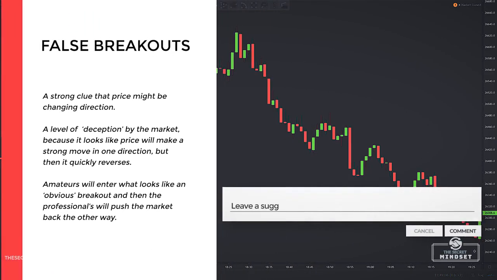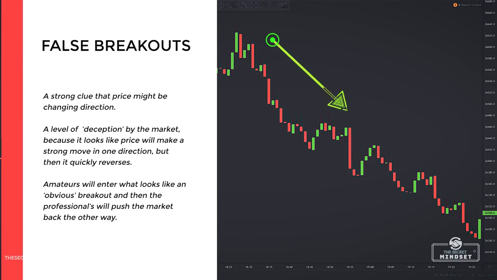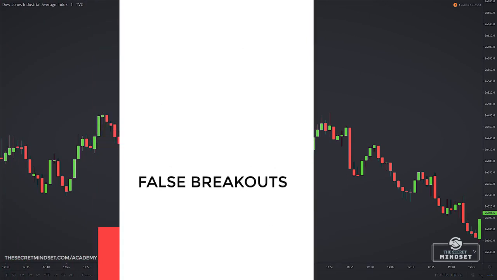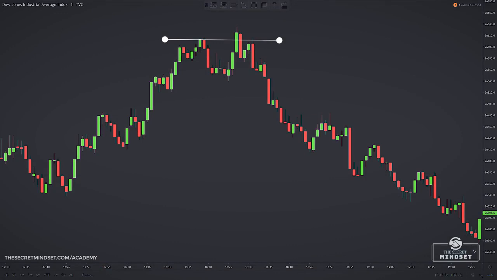A false breakout of a level can be thought of as a deception by the market because it looks like price will make a strong move in one direction, but then it quickly reverses, deceiving all those who took the bait of the breakout. It's often the case that amateurs will enter what looks like an obvious breakout, and then the professionals will push the market back the other way. As a price action trader, you will want to learn how to use double top and double bottom false breakouts to your advantage, rather than falling victim to them.